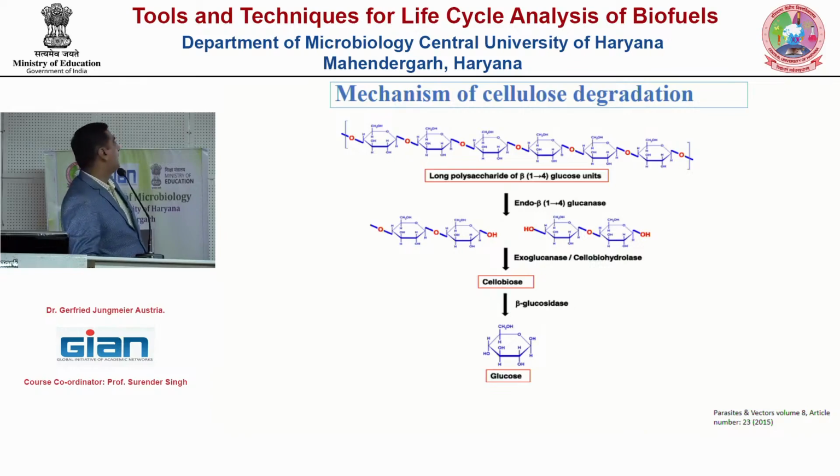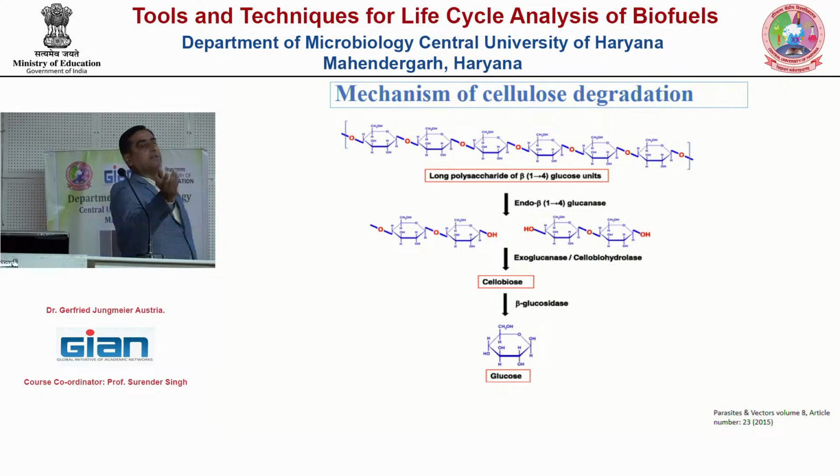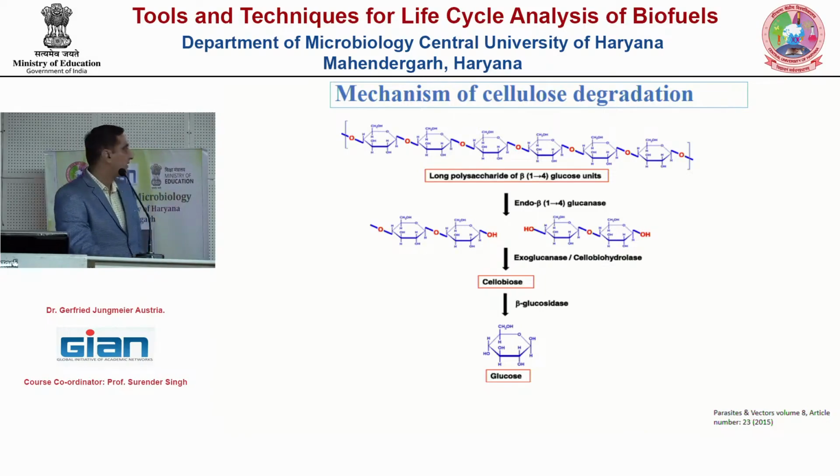To break them, the first enzymes are the glucanases. We call them endo and exo basically. Exo acts on the terminals. We have a reducing terminal and a non-reducing terminal, and it acts on both terminals, and as a result, it gives us cellobiose. Cellobiose is again an oligosaccharide, more specifically a disaccharide. So we are getting a disaccharide linked by a beta-1,4 glycosidic linkage.